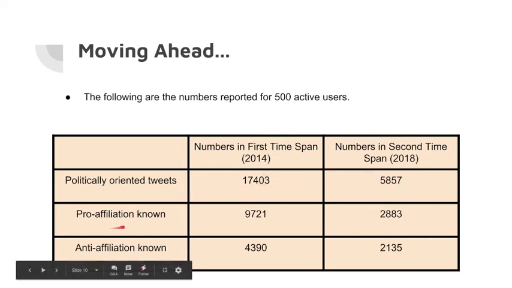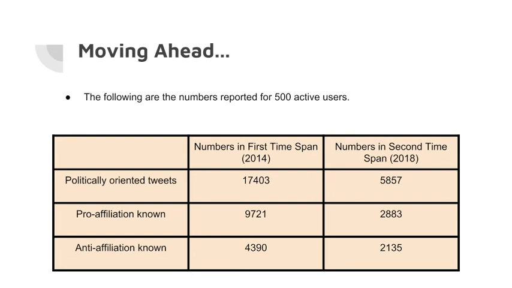Pro-affiliation is known for 9721 tweets in 2014 and 2883 in 2018, and then anti-affiliation. For example, we understood that, like I said, people bash a particular party, so we thought, okay, we'll go one step ahead and also find when people are bashing a particular party. For example, someone might have a negative sentiment towards BJP.